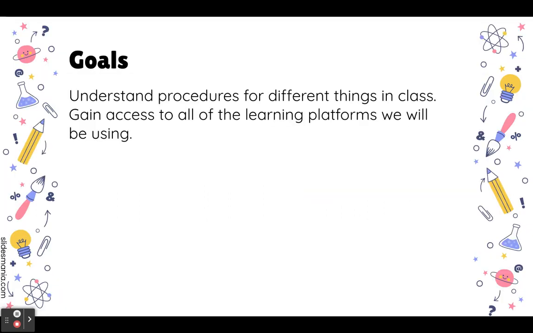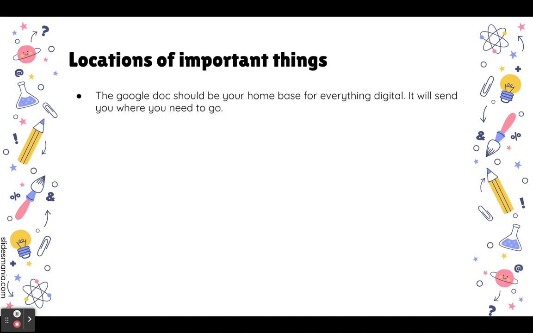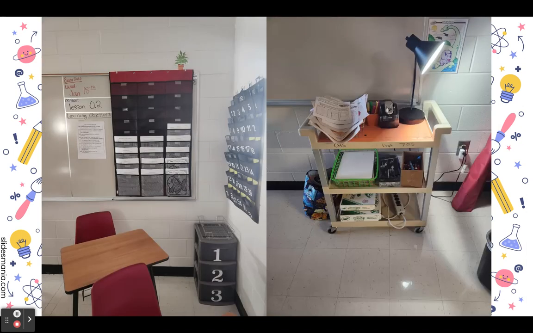All right, so our goals for this lesson are to understand different procedures in our classroom and then to gain access to all of the different learning platforms that we're going to be using. So, location of important things. The Google Doc is going to be your home base for everything digital. It will send you where you need to go. It'll also tell you which tasks are on paper, and then I will show you where to find those, and then how to sign up for small groups.